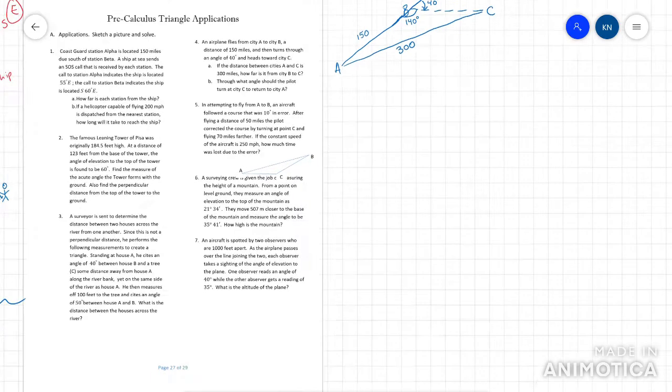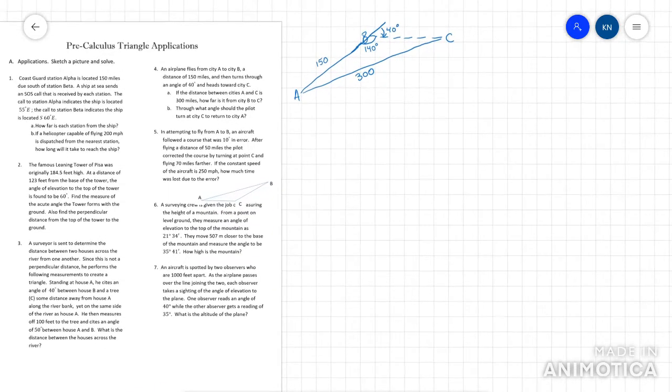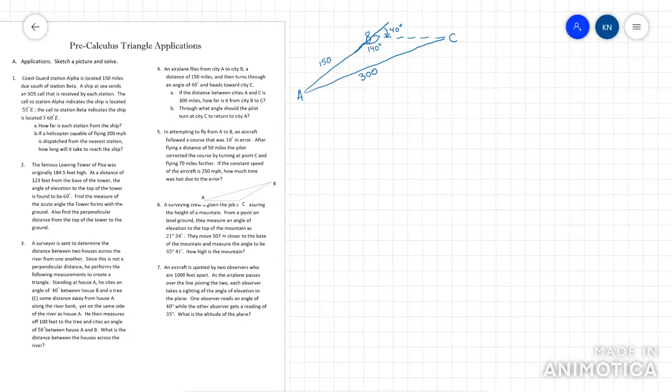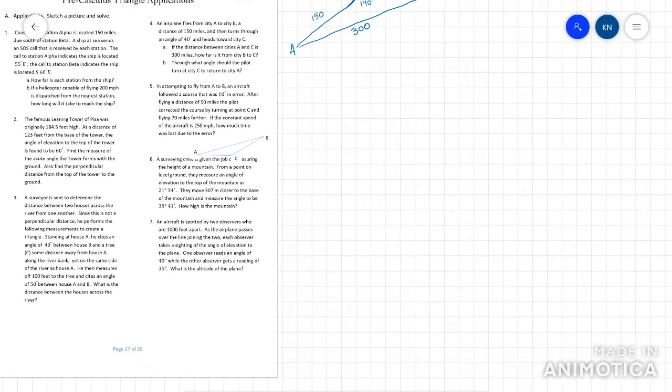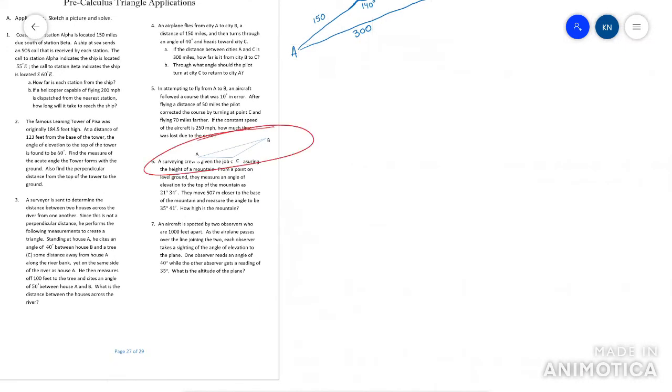Okay, next up, and that one right there, you can use law of sines to solve that. Okay, next up, there's a plane going from A to B, and they actually gave us a triangle here on this one, so we can just use that. I'll just try to write real small.